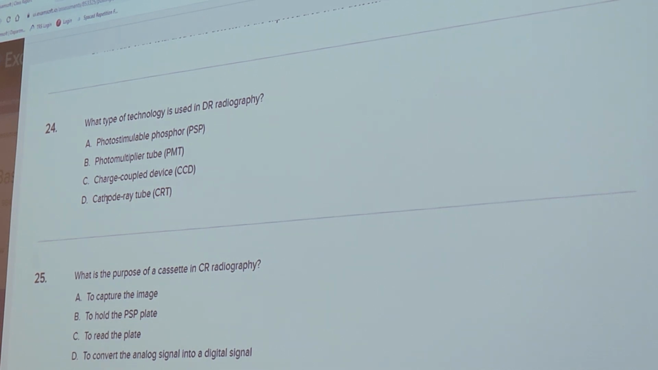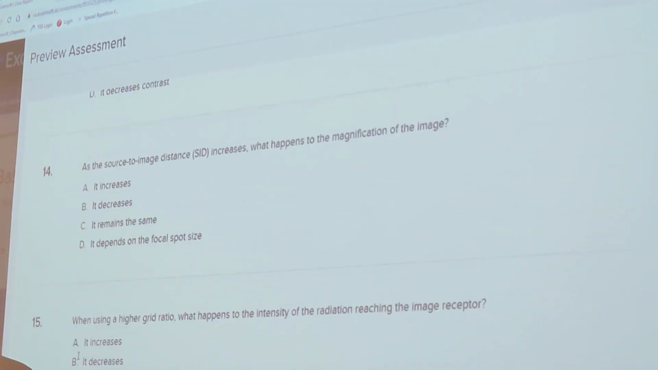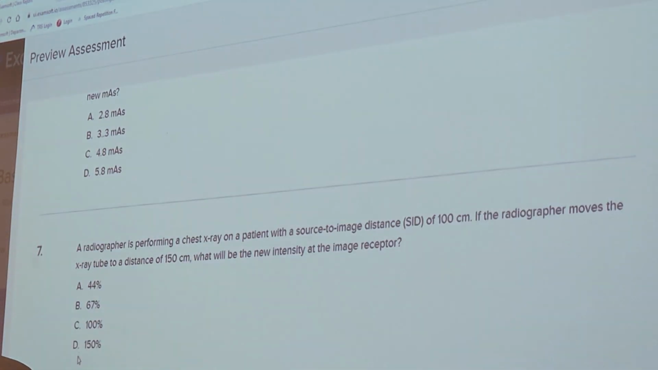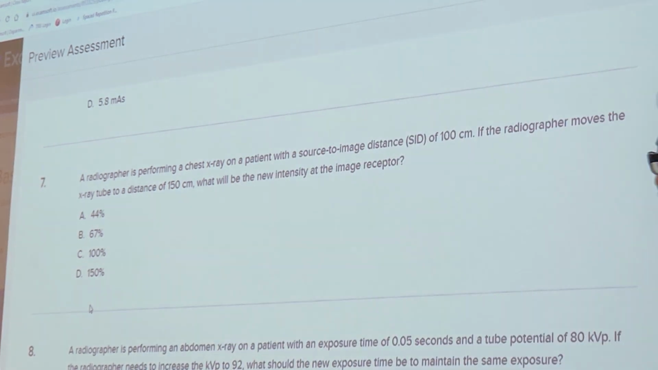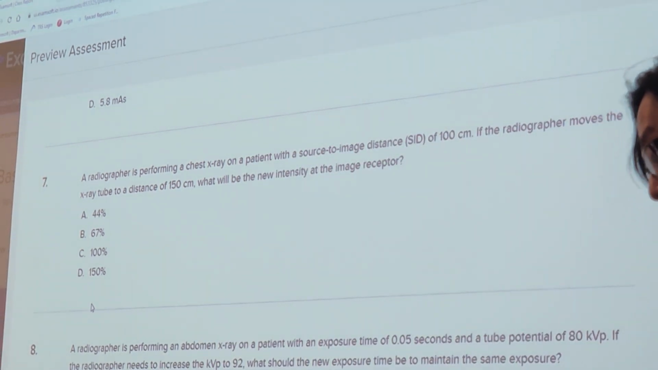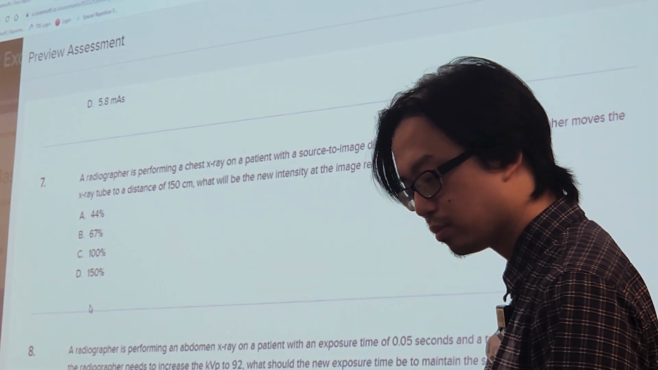And then Shaheen, did you have a question on the previous one? Number 7 and 12. So what is your question about 7, Shaheen? A radiographer performs an X-ray with an SID of 100 centimeters, and if the radiographer changes the distance to 150 centimeters, D2 is 150. What will be the intensity at the image receptor?